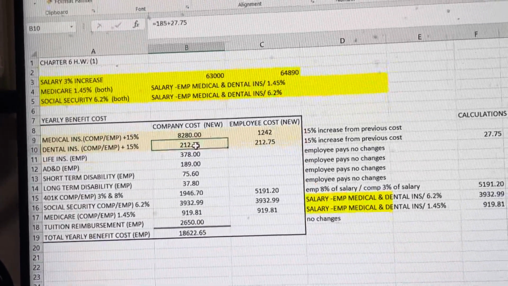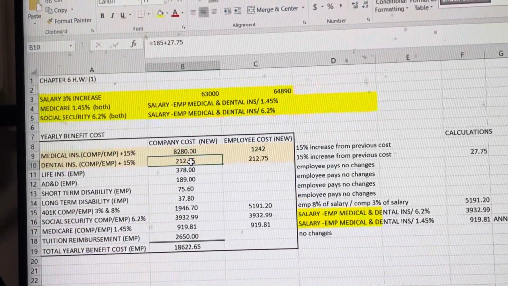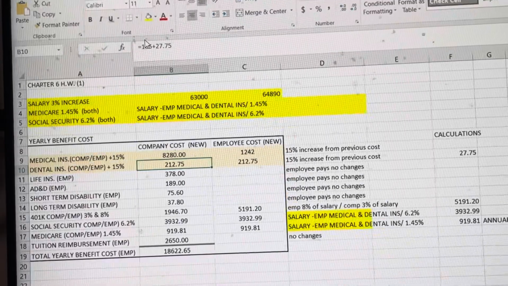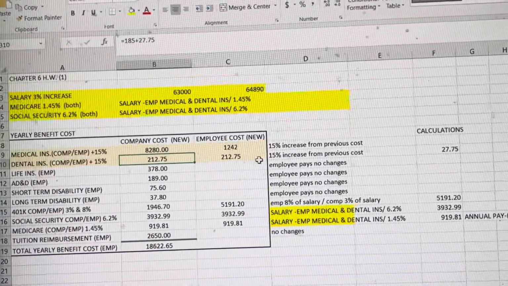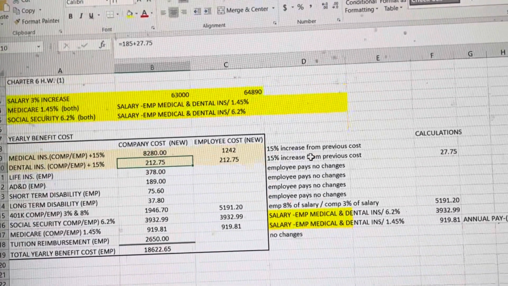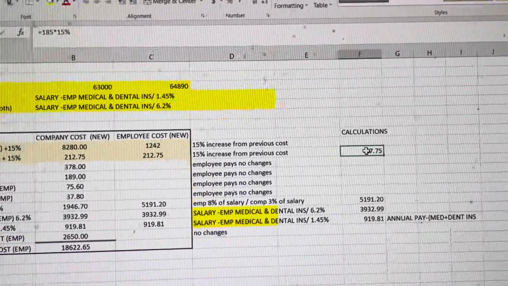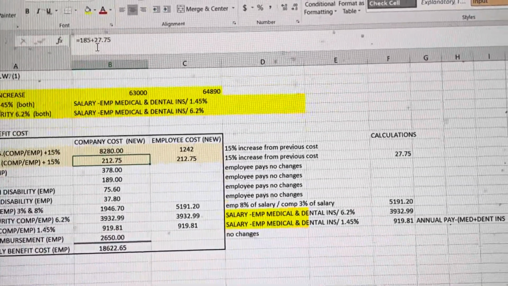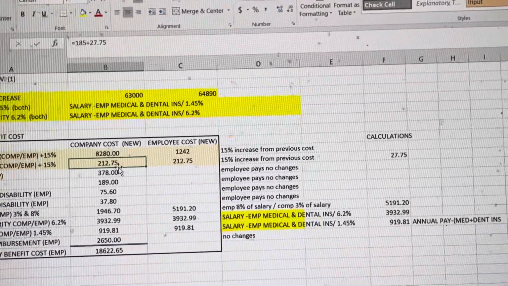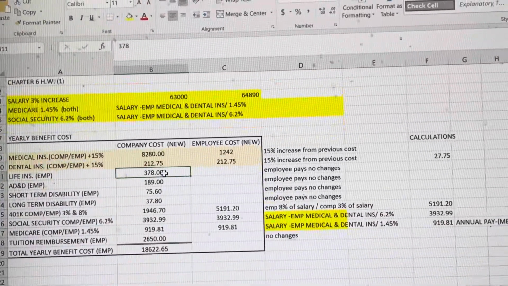Okay, so the same thing with the dental. It's $185 before, and then it increased 15%. So the calculation is 185 times 15%. I did this differently. I just added it. So the answer is $212.75.